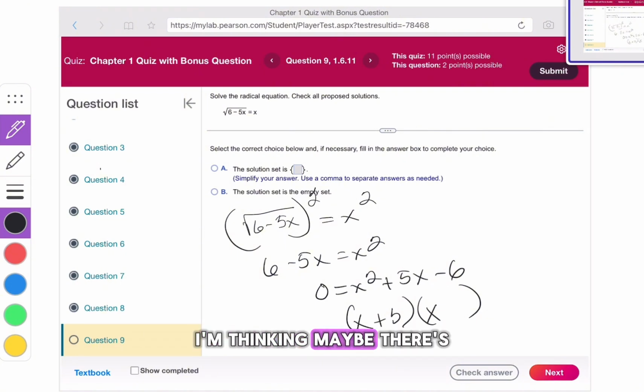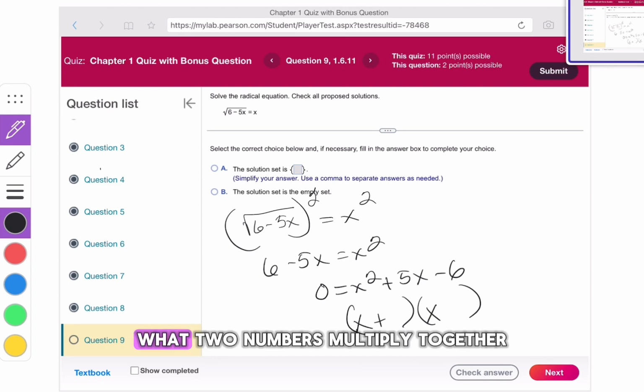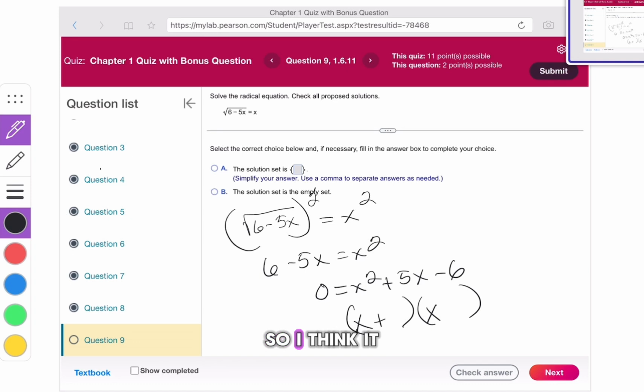I'm thinking maybe there's no solution again, because what two numbers multiplied together give me 6, but added together give me 2? That's not going to work. So I think it is no solution. So just be careful, and know that you can plug your answer back in and that it should work. I think it's no solution for this one.